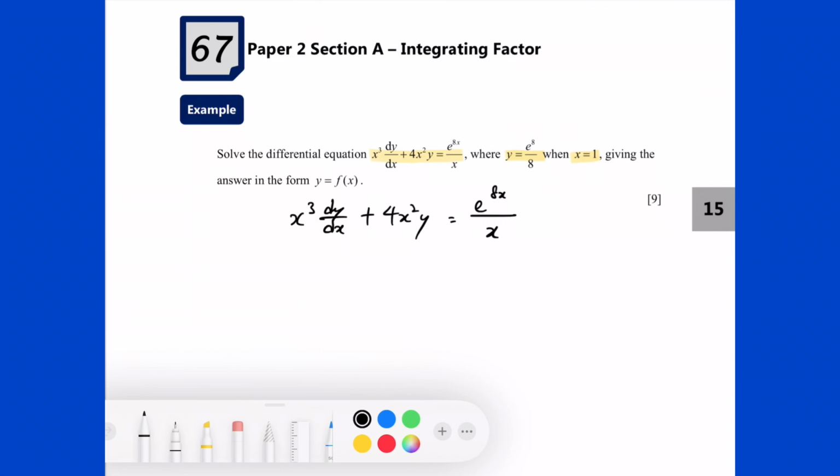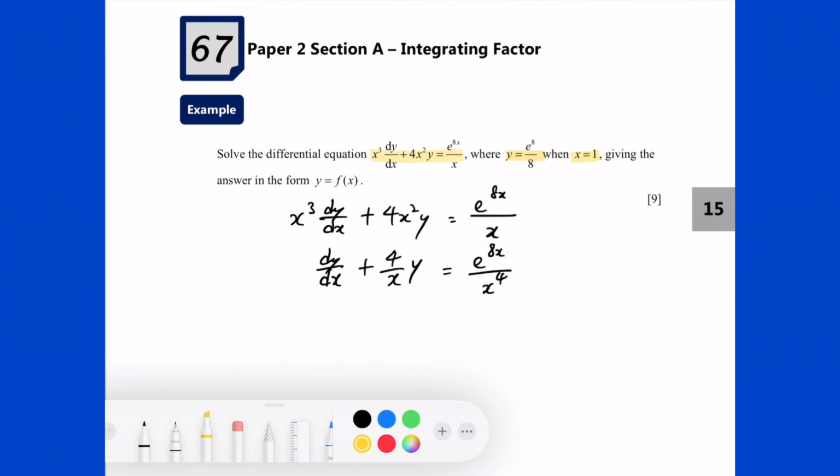So from this expression, to make sure that the coefficient of dy over dx equals 1, we can divide all three terms by x to the power 3. So the first term becomes dy over dx, and the second term becomes 4x squared divided by x to the power 3, which equals 4 over x, times y. For the right-hand side, dividing by x to the power 3, the result will be e to the power of 8x divided by x to the power 4.